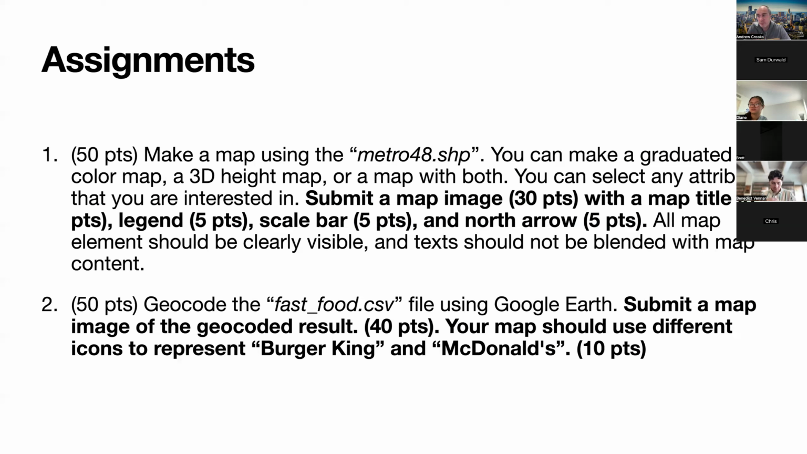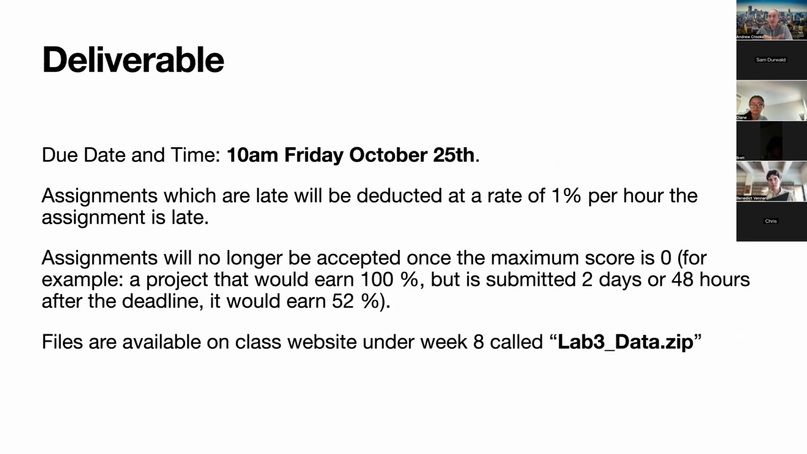And then the other one would be to just copy what I've just done with the fast food CSV. So using Google Earth, submit a map image of the geocoded fast food restaurants in Buffalo of Burger King and McDonald's, right? And you should use a different icon to represent both Burger King and McDonald's. That should be quite straightforward, right? So this is relatively straightforward. I'm going to give you 2 weeks to do this, but it shouldn't take you that long.